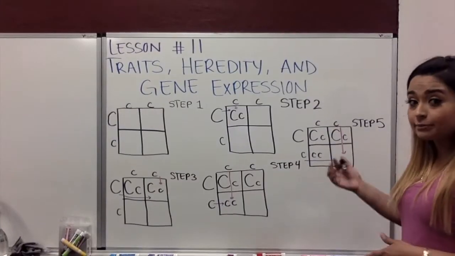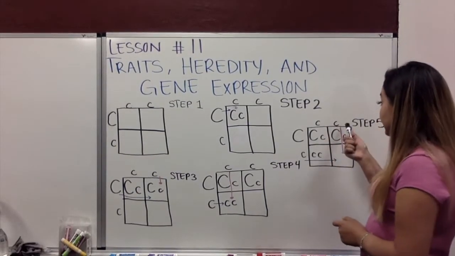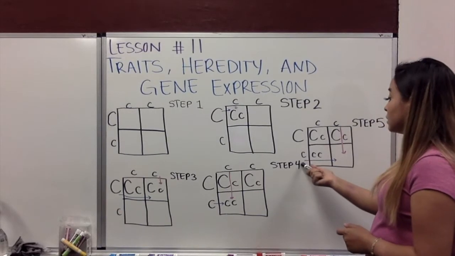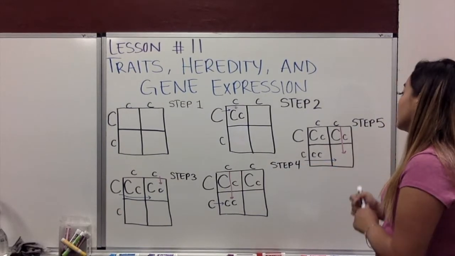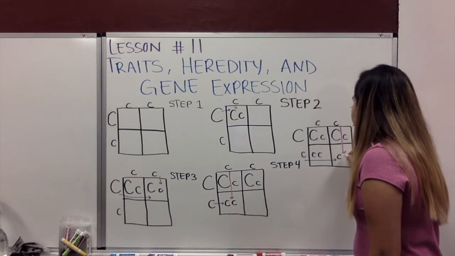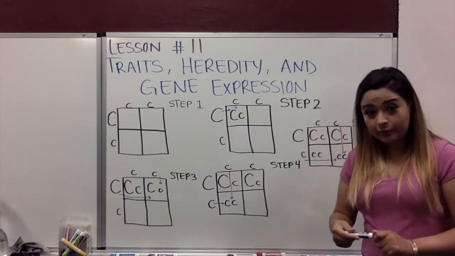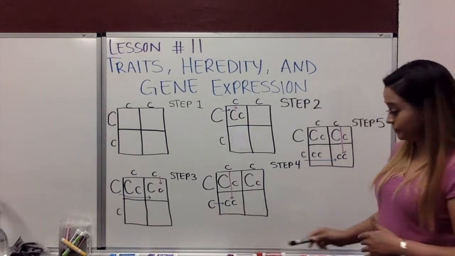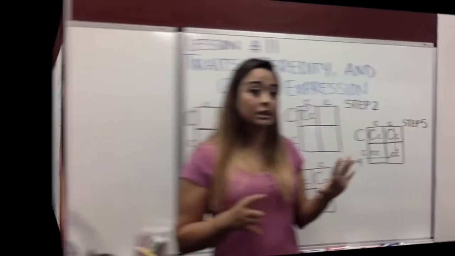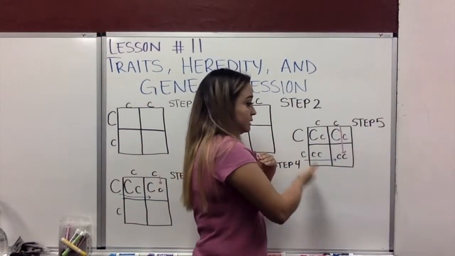And for step 5, to complete our square, we take the second top and the second lower genes and fill them in as well. And that completes our square. Now let's get more into it. We're going to focus on step number 5, which is where our square is complete.